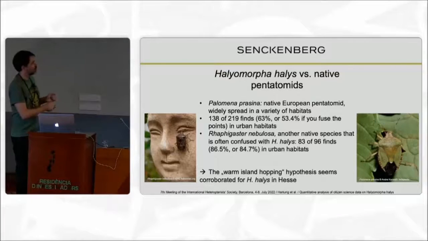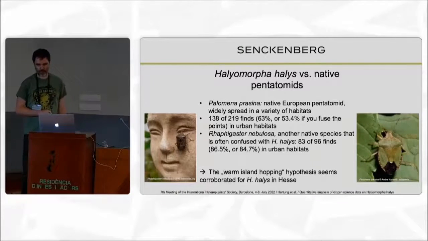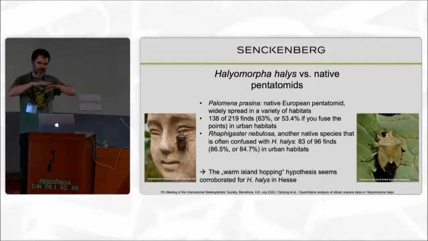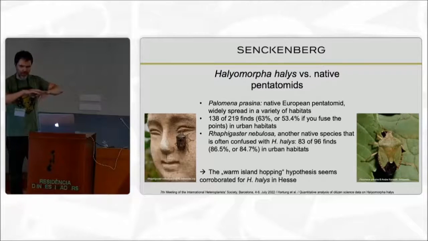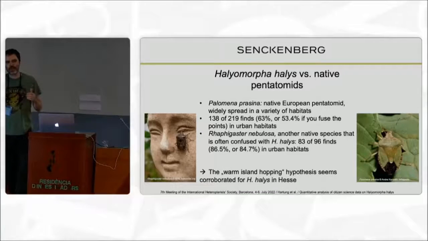So I decided to check what you find. And as for Palomena prasina, you see it has a similar number of finds, but only 63% of them are from urban environments. And if you fuse the points that are very close, like 200 meters away from each other, then it is even 53%. So you see, in one case you have 95, and in another case you have 53. So it's definitely not the observers staying in the cities that is the reason for Heliomorpha to be found in urban environments, because they do find other species outside of cities.